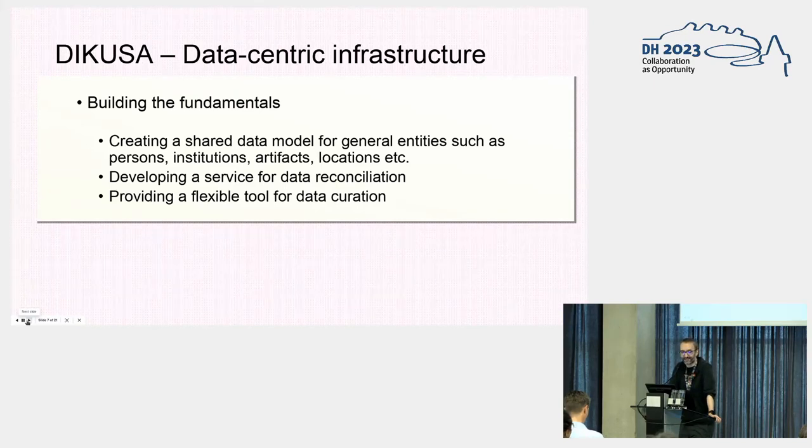I'm going to present basically three pillars of our work. First, we create a shared data model for general entities which are often used in our projects, such as persons, institutions, artifacts, and locations. And then we also develop services and tools which hopefully enable this project and future projects to work more efficiently.